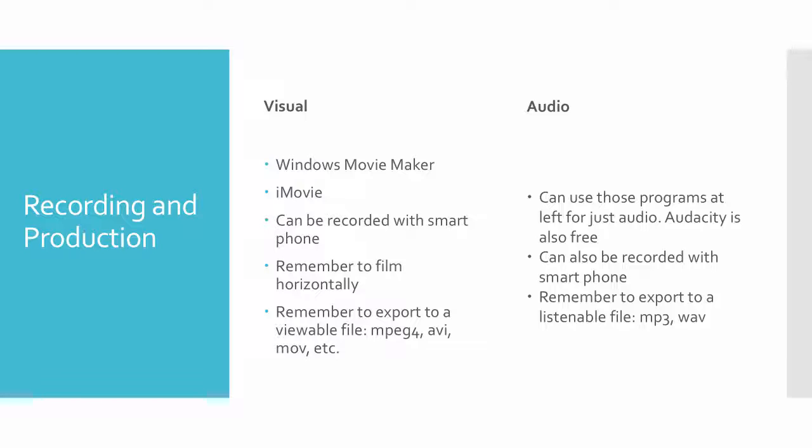Okay, anyway, so moving on to audio. For audio, you can use those same programs and just export the audio file. Or you can use Audacity. It's free. You just drag and drop stuff. It's real easy. You can also record things with a smartphone, on an iPhone. You can use voice memos, et cetera. So it's easy. And the same sort of thing with that is just make sure that you don't send me the native file.